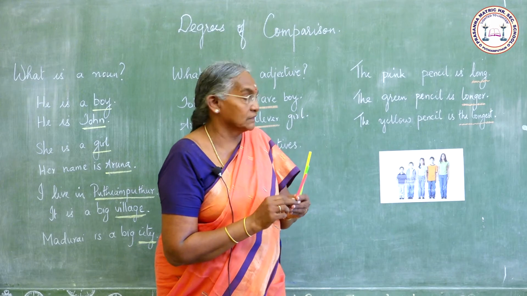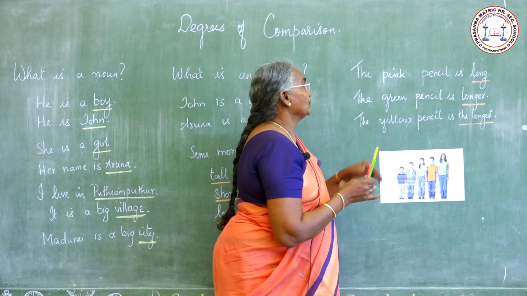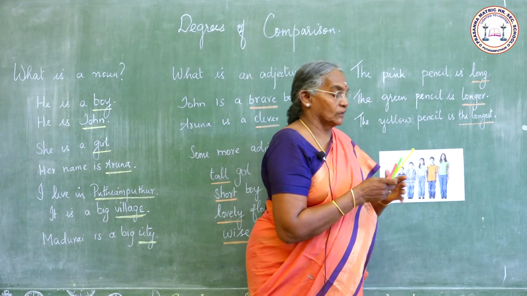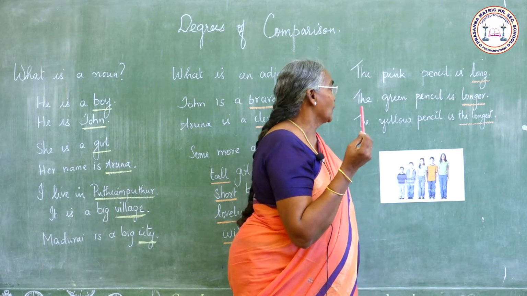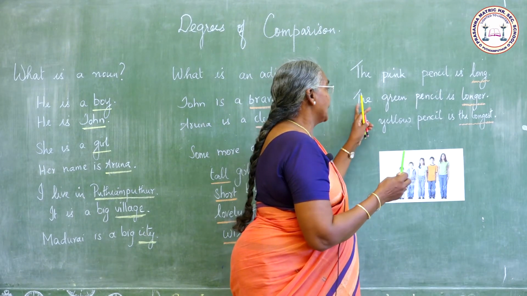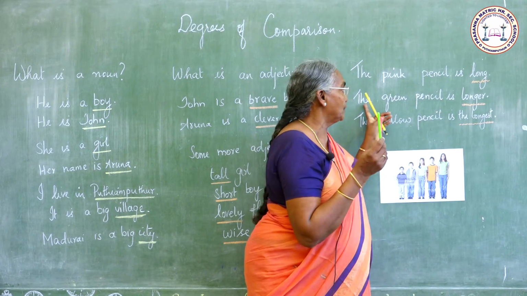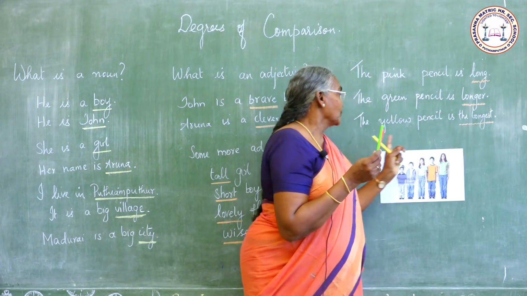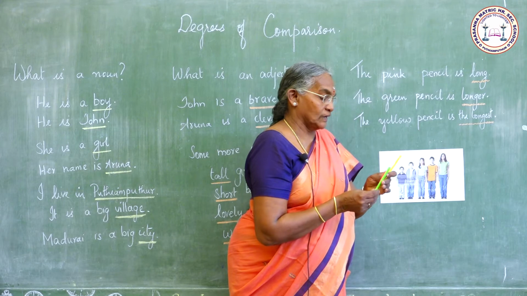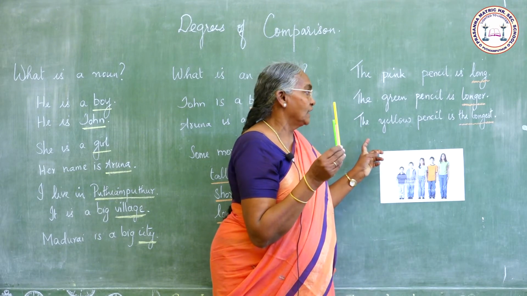Now let us read this. Read the sentences. The pink pencil is long. The green pencil is longer. The yellow pencil is the longest.